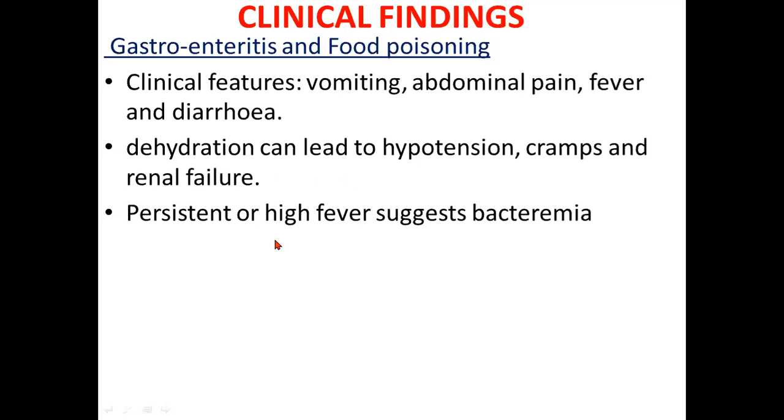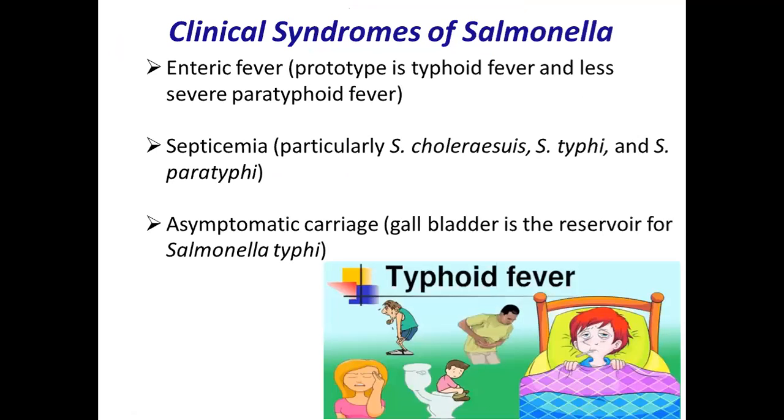Again, if your patient exhibits either persistent or high fever, this may suggest bacteremia, where this pathogen has been able to seep through the bloodstream, causing this infection. So these are some of the most common symptoms that I've mentioned. So we have the enteric fevers, and we have where it seeps through the bloodstream, causing septicemia, and the different pathogens that cause this.